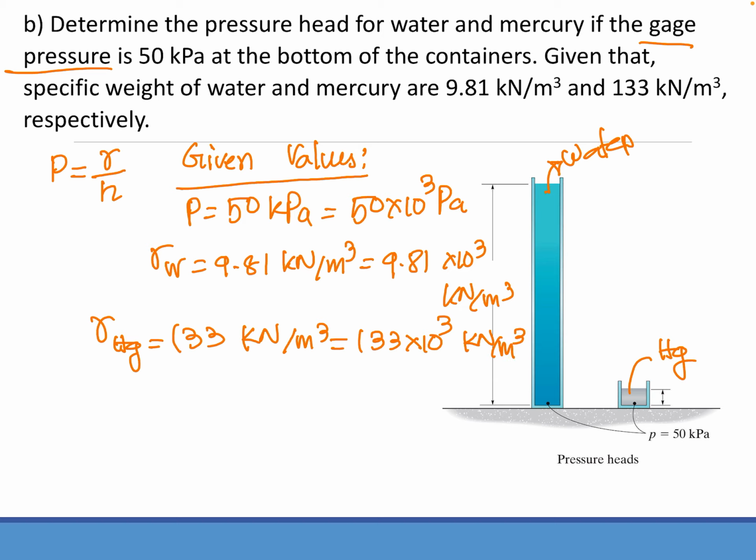Now just from the specific weight, you can see how heavy the mercury is. So for 1 meter cube, the weight of water is 9.81 into 10 to the power 3. The weight of the mercury is 133 into 10 to the power 3, which is huge. Okay, so you will see that for what column head you are getting the same pressure at the bottom of each container. So let's work on that.